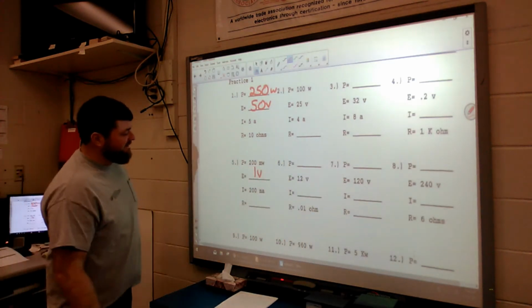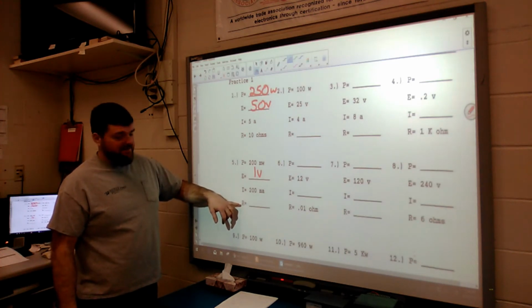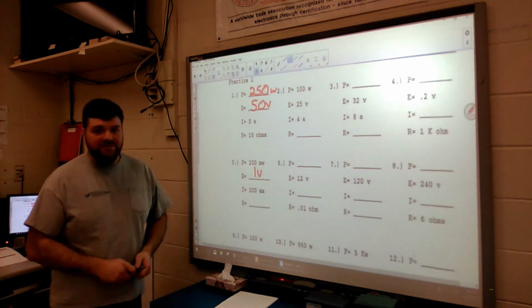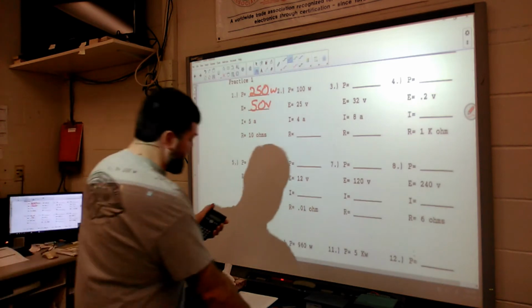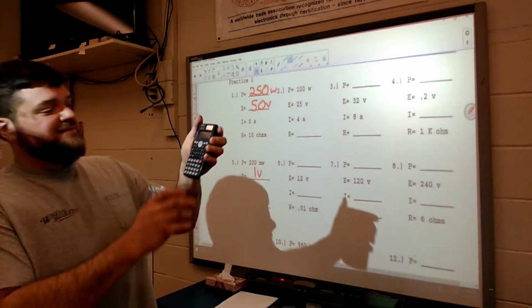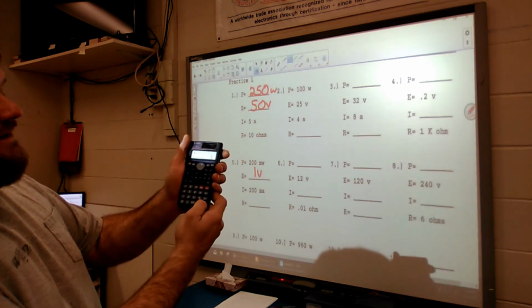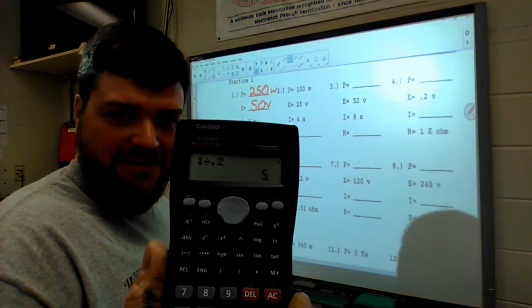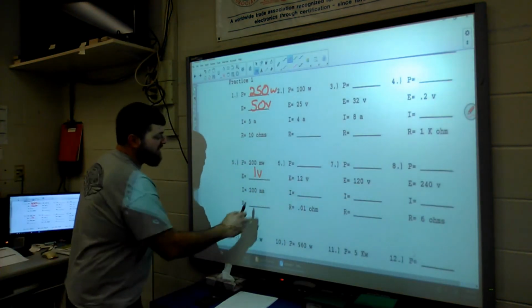We need resistance. How do you get resistance? You do E divided by I. Okay, so if you do 1 volt divided by 200 milliamps, or 1 volt divided by 0.2, let's see if my calculator will work here. 1 divided by 0.2 equals, I don't know if that shows up or not. It might. Looks like it. 5 ohms.